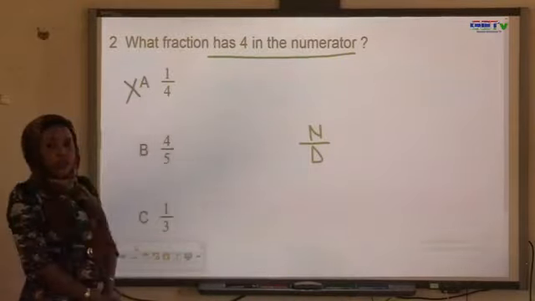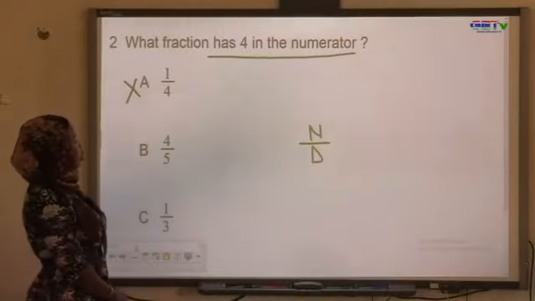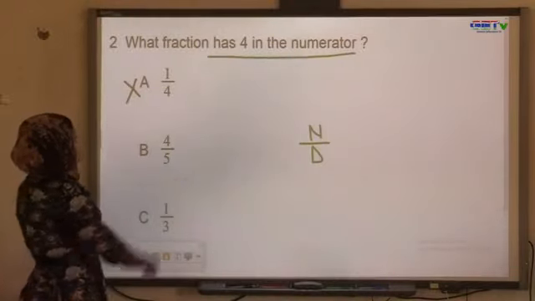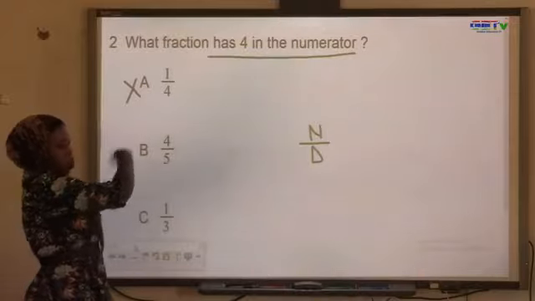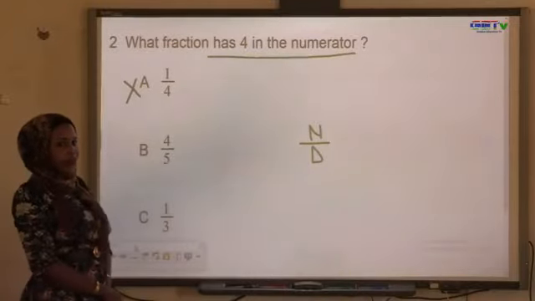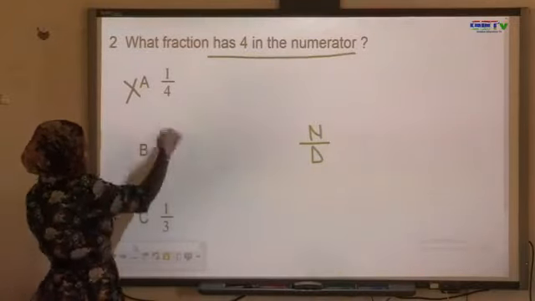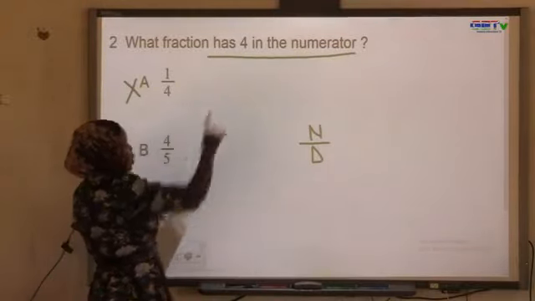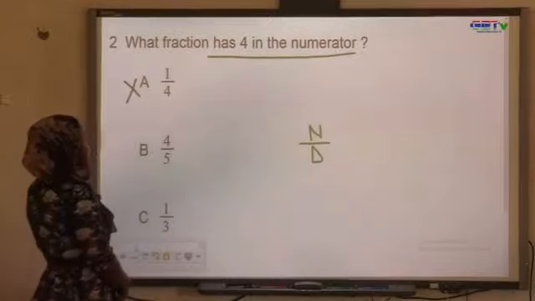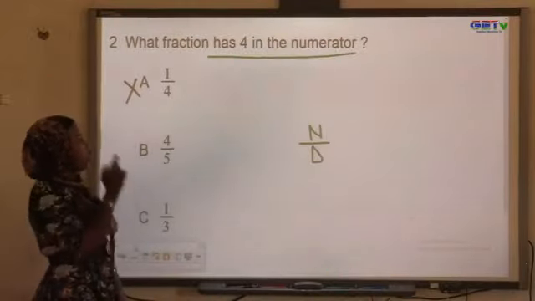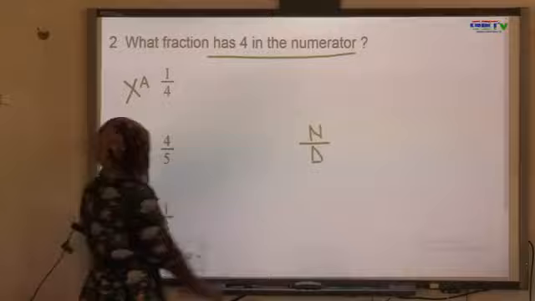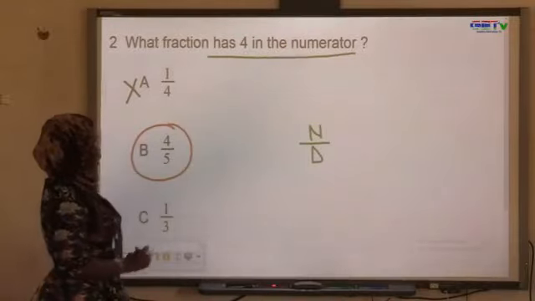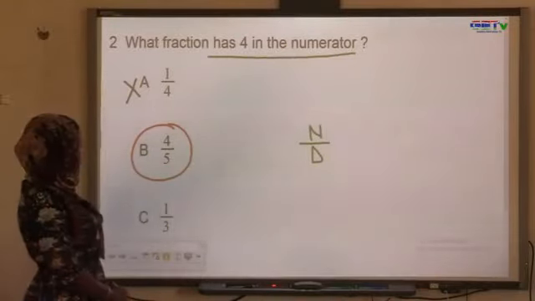How about option B? In option B, what is the number that is above the fraction bar? The number above the fraction bar is 4. And that is exactly what we are looking for. We are looking for a fraction that has 4 in the numerator. Option B is the right answer.